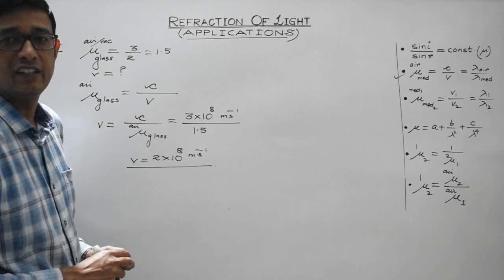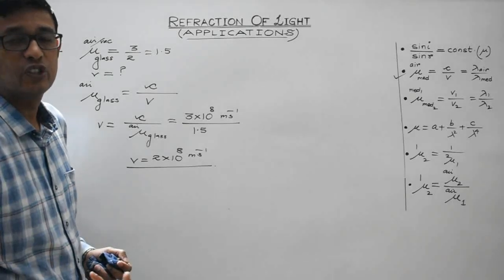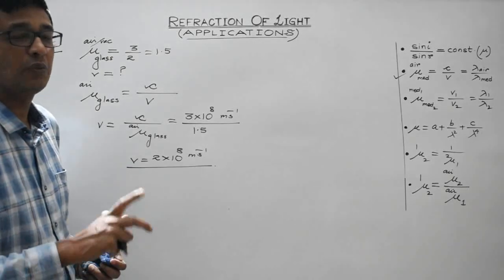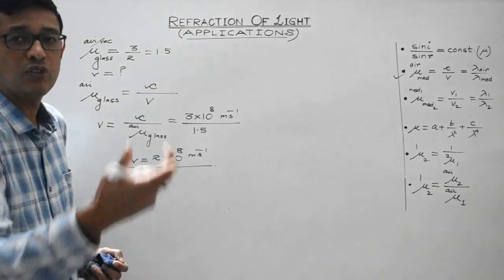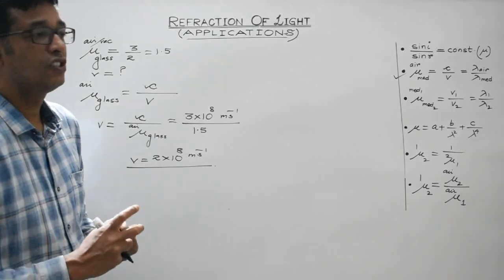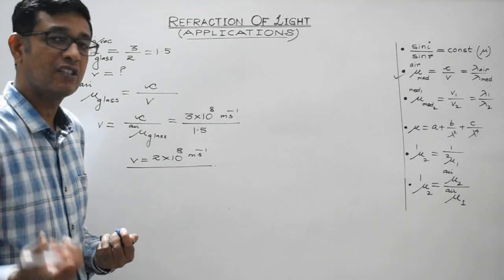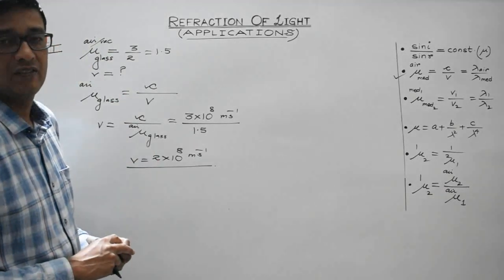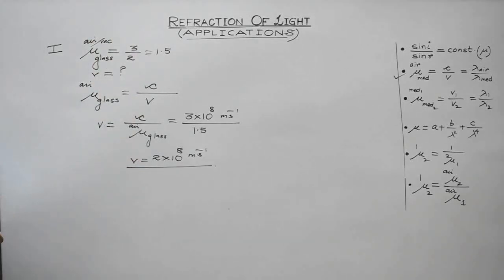So whenever light enters a denser medium, its speed tends to decrease. And when it travels from denser to rarer medium, its speed tends to increase. So this phenomenon of change in speed of the light, or the phenomenon of bending of light when it travels from one medium to another, is known as refraction of light. Right? So this is a very, very basic portion.